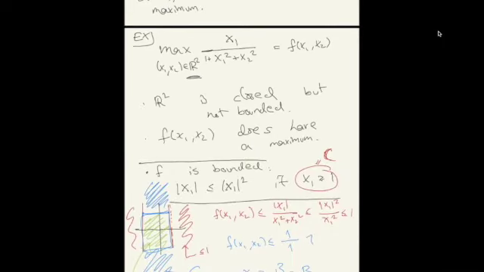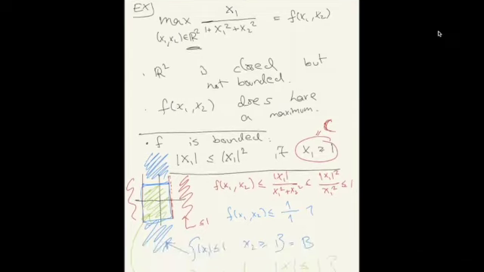So for the final example, I had to correct this a little bit. Let's consider a maximization problem on all of R^2 of the following function: x1 divided by 1 plus x1 squared plus x2 squared. Now, R^2 is closed, well, it's the whole space, but it is not bounded. So there's no need for this maximization problem to actually have a solution. But let's analyze this more carefully. It does not need to have one, but in this case, actually it does.